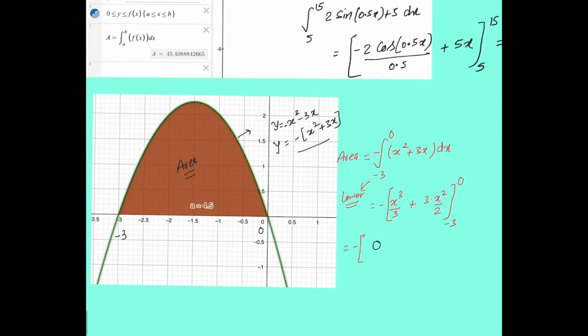Now you first plug in the 0, you will get 0, then minus because we are subtracting. So negative 3 cubed is negative 27, divided by 3, and negative 3 squared is 9 times 3, 27 over 2. So we can calculate this area, simplify this. It should be 4.5 if you simplify, and just take care of negative signs. So negative 9 plus 13.5, which is 4.5, and it's verified because this one is calculated from GeoGebra, 4.5 square units. Practice and wait for the new video.